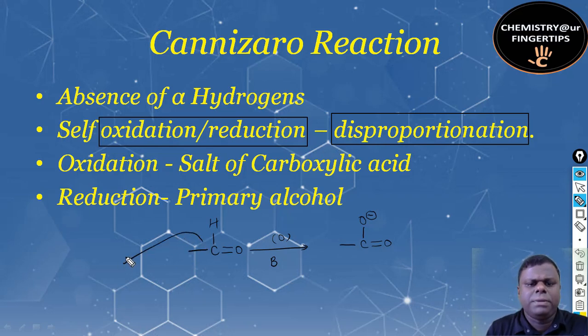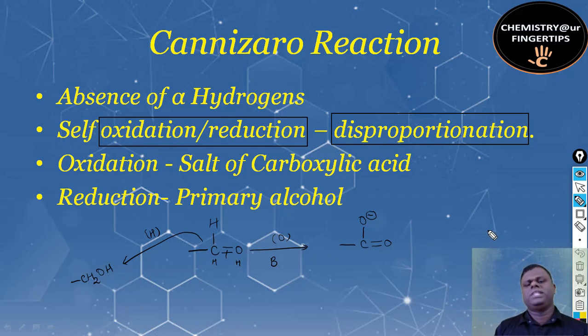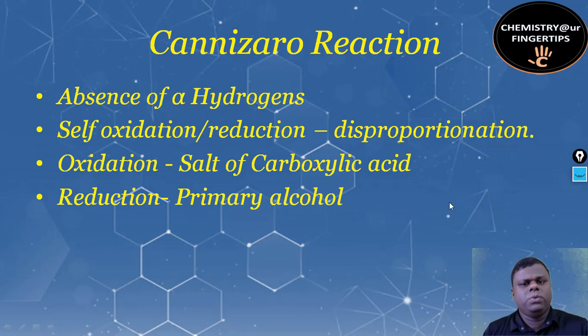Now let's see what would happen if you do the reduction. Reduction means addition of hydrogen. So addition would take place across the double bond, and that's how you will be getting the primary alcohol, that is CH2OH. This is a very basic thing which you have already studied, and today we are revising, so that's great. We already know it's basically an oxidation and reduction reaction.